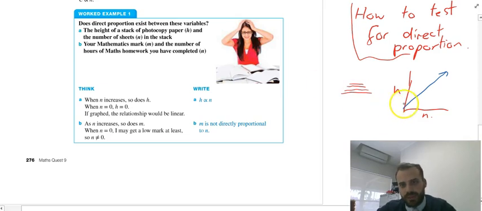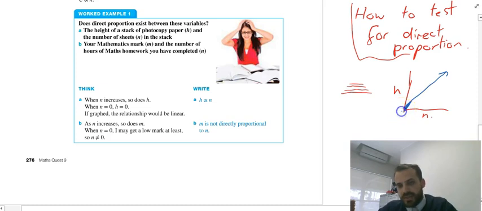Oops, that should pass through the origin. Okay, let's test it out. If I have 0 pieces of paper, will the height be zero? Yes, that makes sense. 0 pieces of paper, the stack is zero. If I have one sheet of paper, it'll be a little bit higher. It'll be the height of one sheet of paper. If I have two sheets of paper, etc.